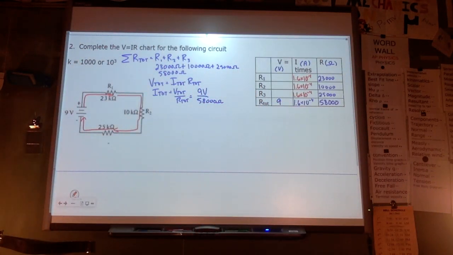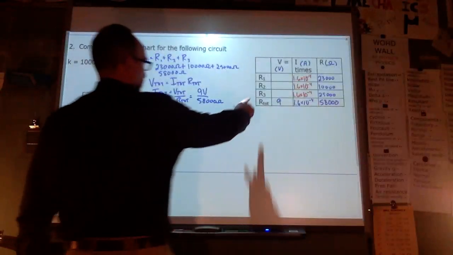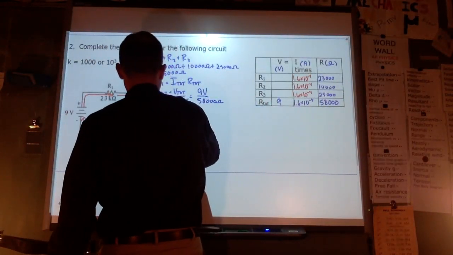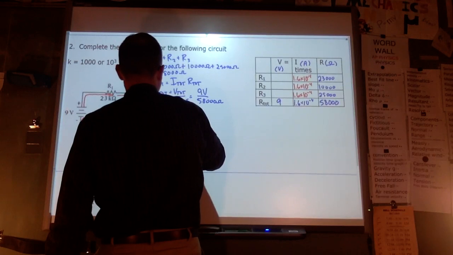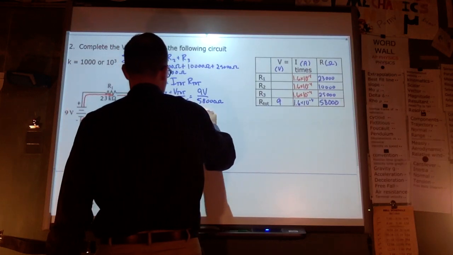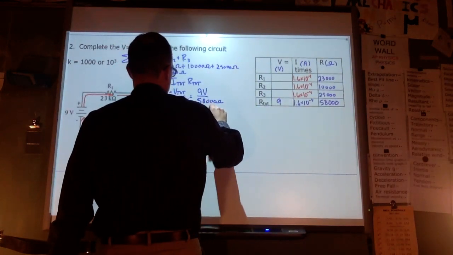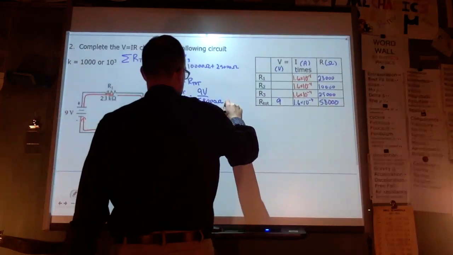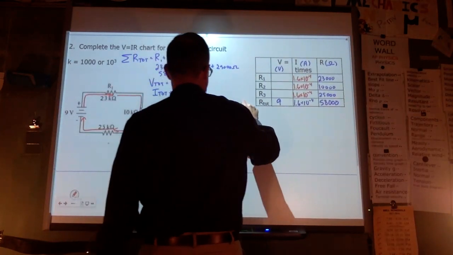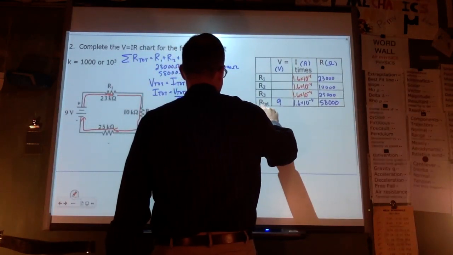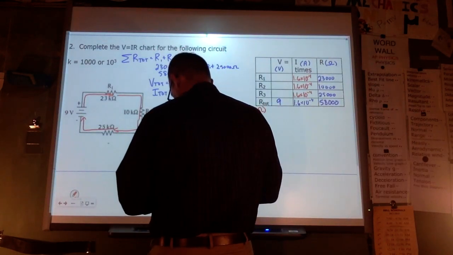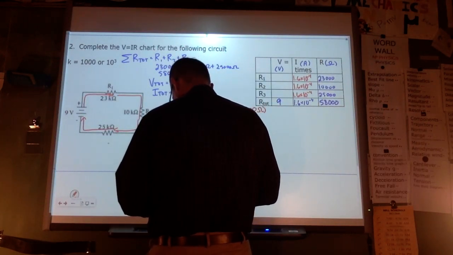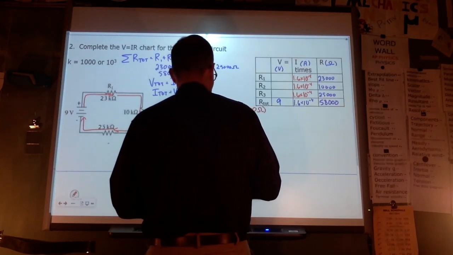Let's start at the bottom this time, just to mix it up a little bit. We'll do 3. So I'm going to say that V3 is going to be I3, R3. So this is going to be 1.6 times 10 to the negative fourth times 58,000. Sorry, times 25,000.